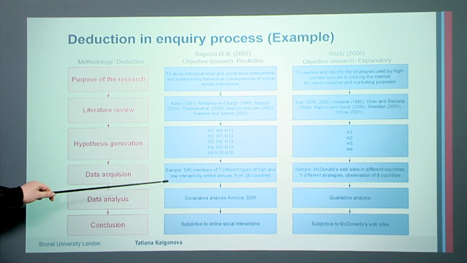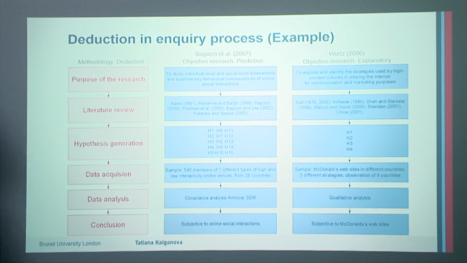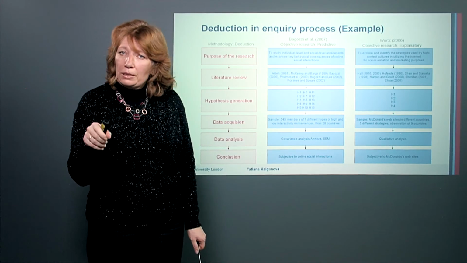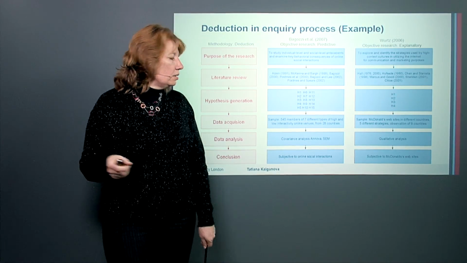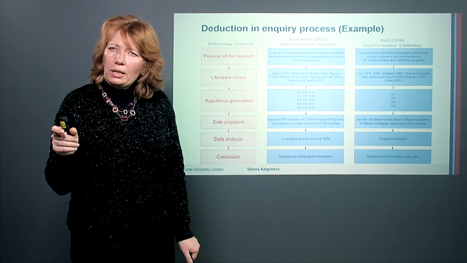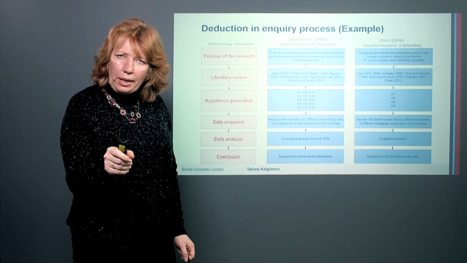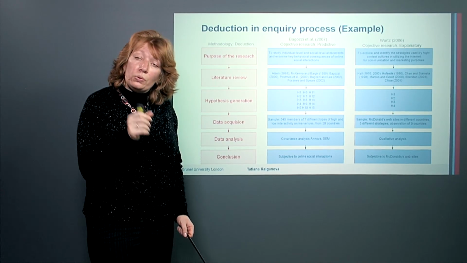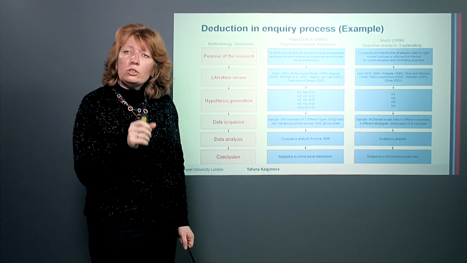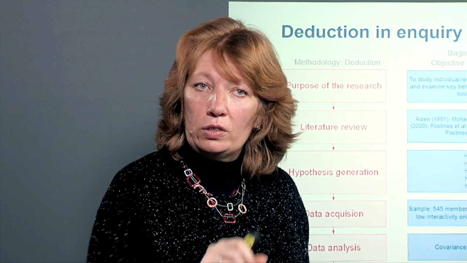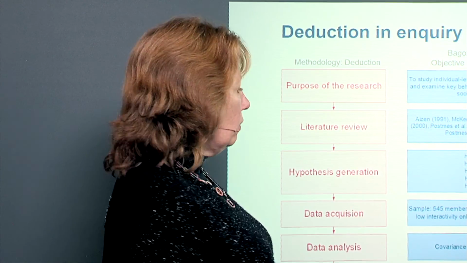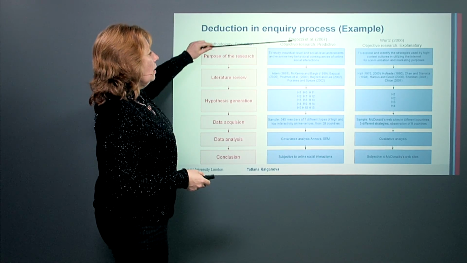Based on our data acquisition, we have done data analysis. For this particular paper, we were using covariance analysis using ANOVA and SAM. Can you see that for analysis of this data two different techniques have been used? These two different techniques have been used to ensure we eliminate our subjectivity. Let's have a look and come back to our analysis.